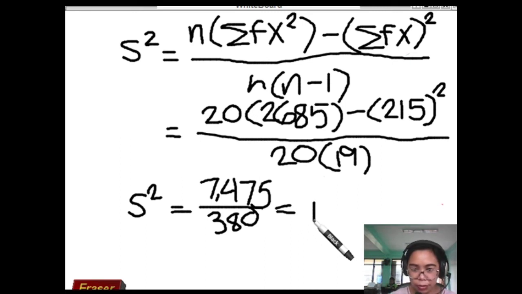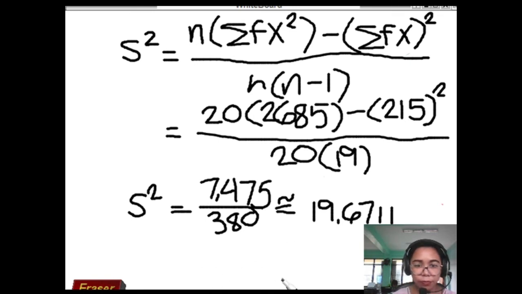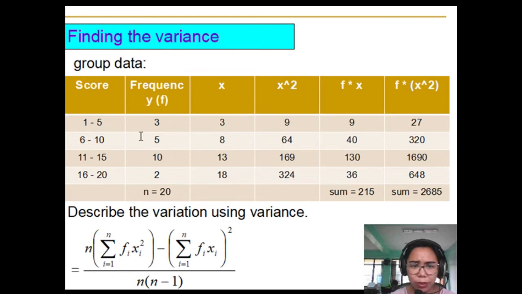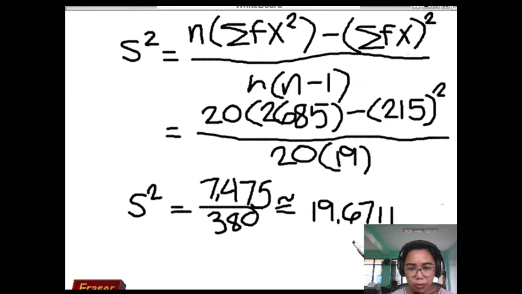Okay, so we get 19 point approximately 19.6711. Okay, so we go back to our data set. We interpret it as the scores of the students vary by about 19.67 or about 20 points using the variance. Okay, so that's quite big.